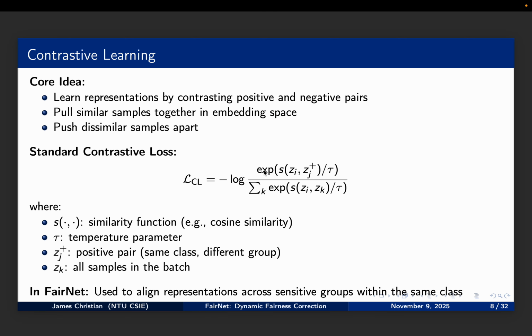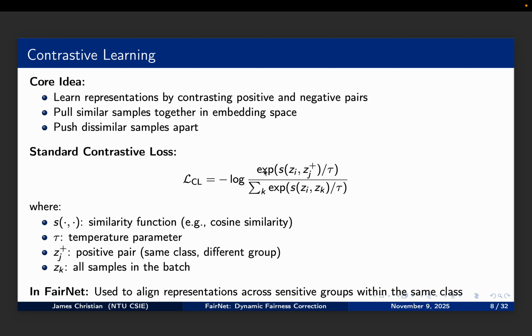The third background concept is contrastive learning. The core idea is to learn representations by contrasting positive and negative pairs. This pulls similar samples together in embedding space and pushes dissimilar samples apart. The standard contrastive loss is the negative log of the exponential of the similarity of zi and zj plus, divided by tau, divided by the sum over k of the exponential of the similarity of zi and zk, divided by tau.